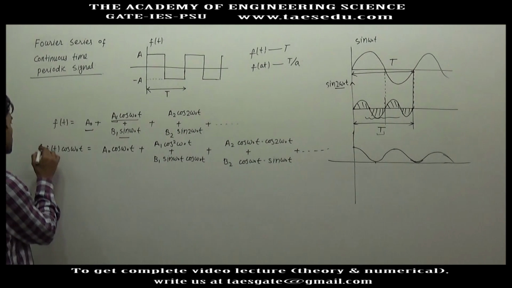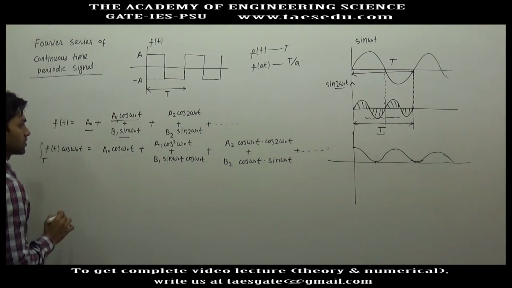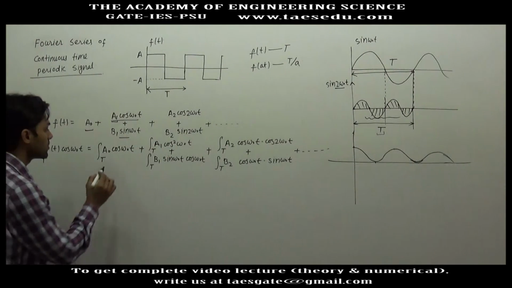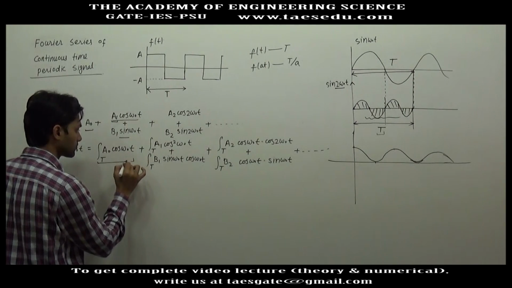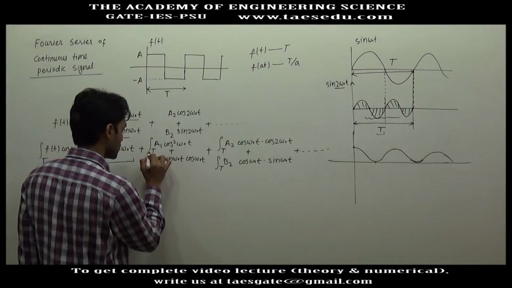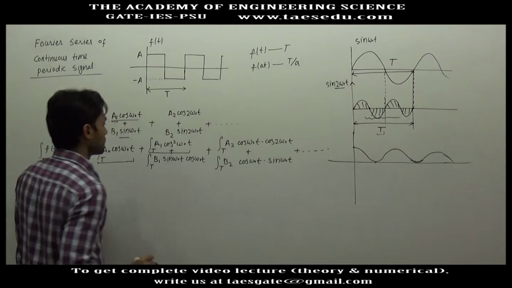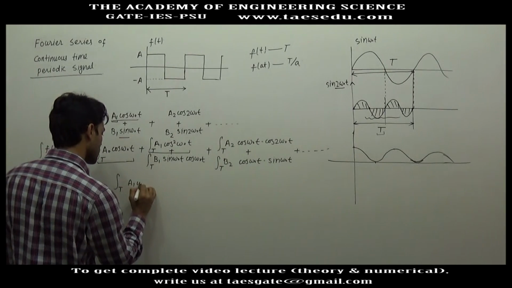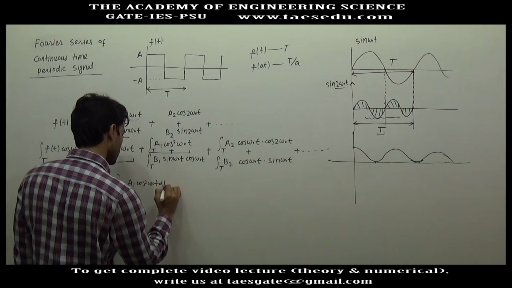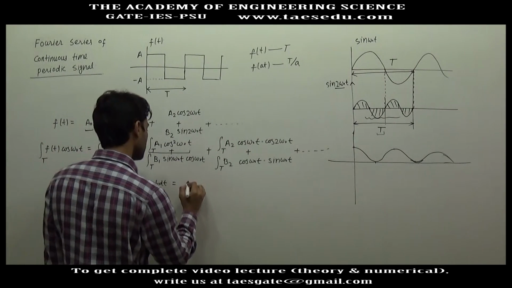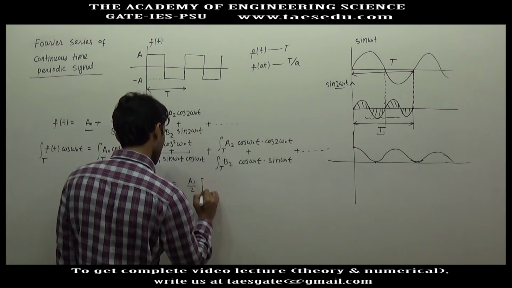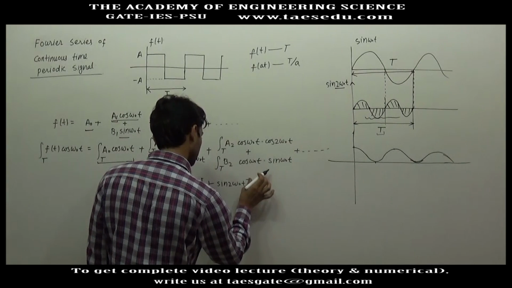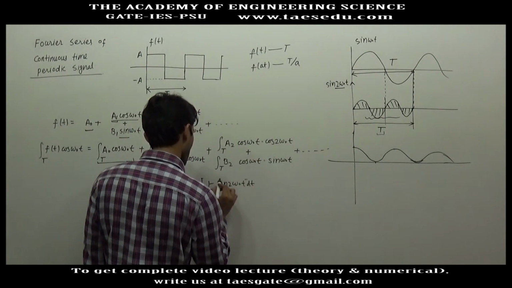Now if we integrate both sides for a duration of T, what will be this integration? Let us first calculate this integration. If we calculate a1 cos square omega naught t dt, this will be a1 by 2 into 1 minus sin 2 omega naught t dt.